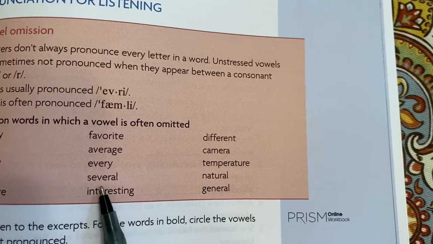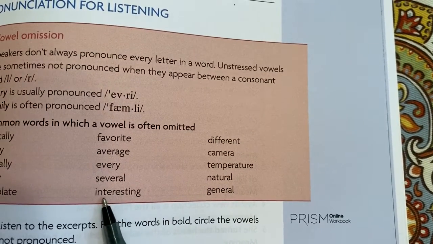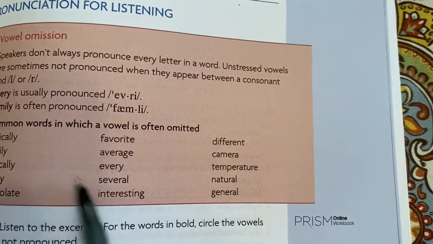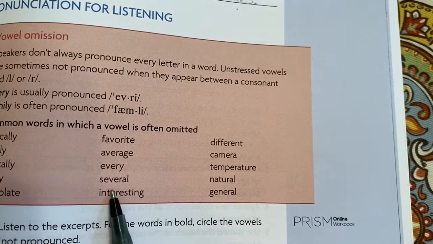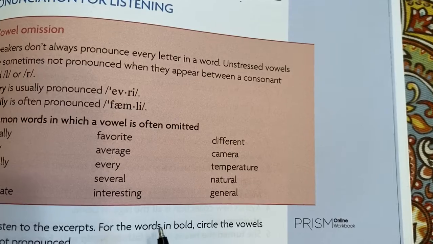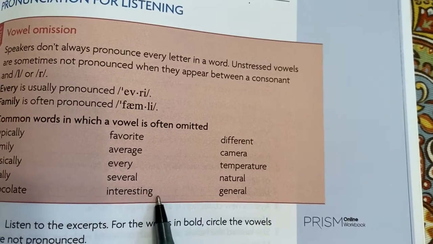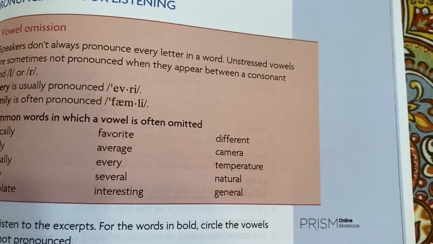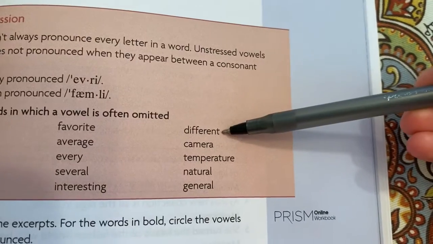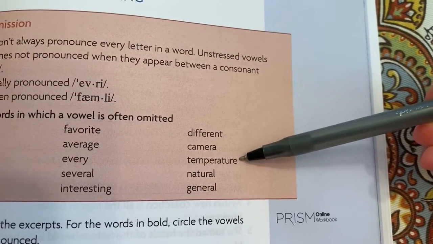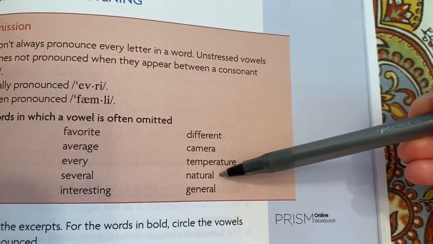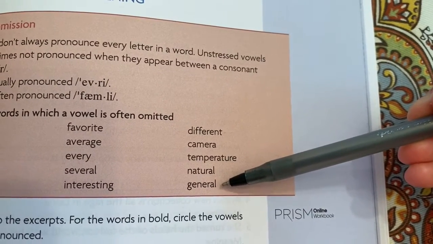Interesting. Now we have a T and an R, but again, that R is what's important. That leads to omitting the E. Interesting. Now, it's not necessarily wrong if you say interesting, right? But again, this is just vowel omission, something to be aware of. Different, camera, temperature, natural, general.